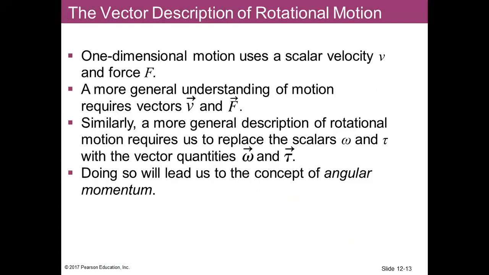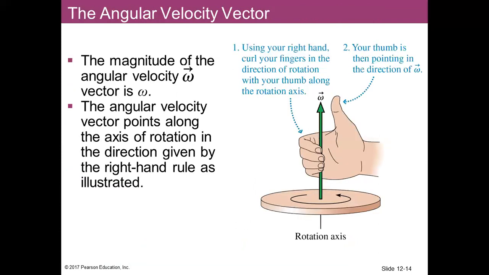One-dimensional motion uses a scalar velocity and a force F. A more general understanding of motion requires vectors, speed, and a force. Similarly, a more general description of rotational motion requires us to replace the scalars omega and tau with the vector quantities omega and tau. Doing so will lead us to the concept of angular momentum.